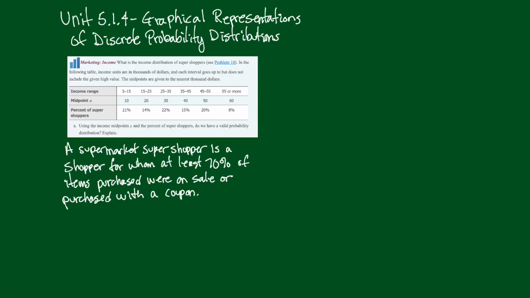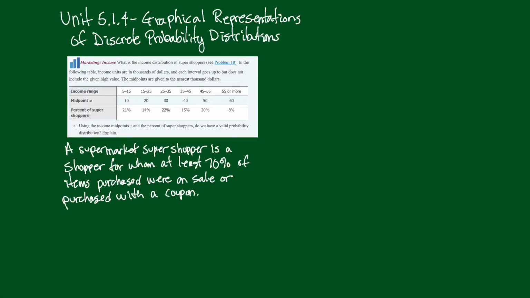Now that we know what discrete probability distributions are, let's take a look at an example. Here's what this one says. What is the income distribution of super shoppers? Now we have to go back to problem 10. This is problem 11 out of the 12th edition of the Braves and Braves book. Problem 10 tells us that a supermarket super shopper is a shopper for whom at least 70% of the items purchased were on sale or purchased with a coupon.